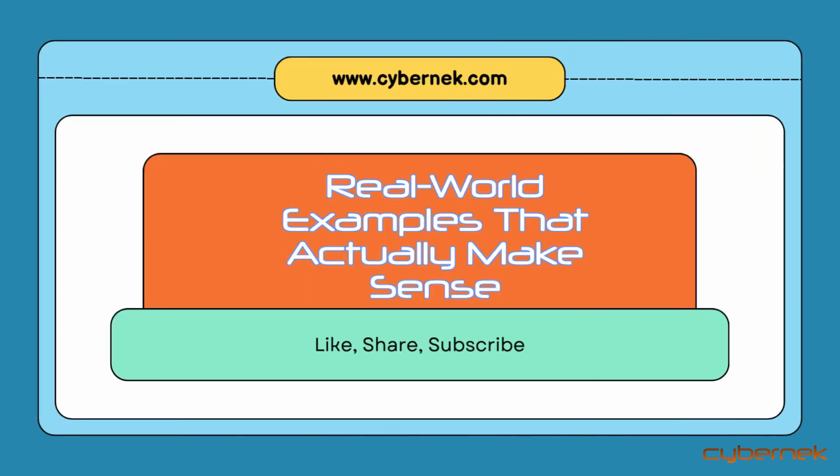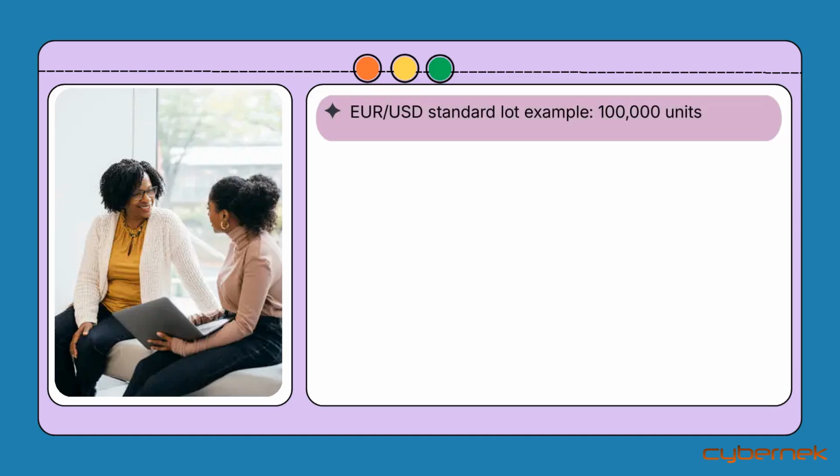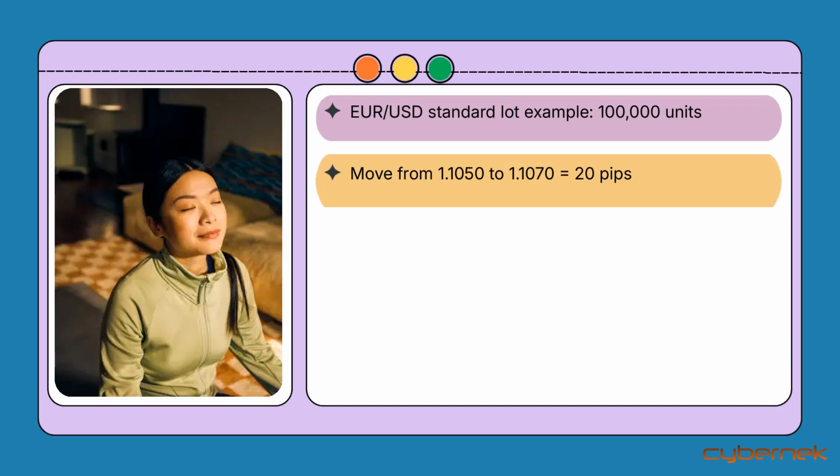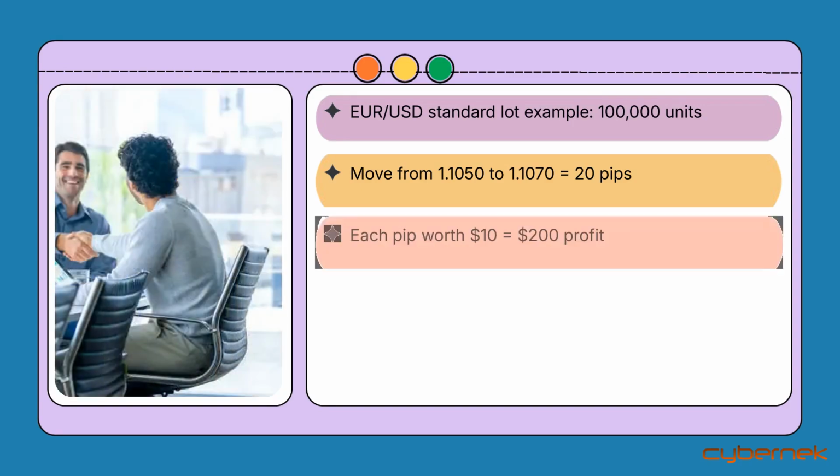Real-world examples that actually make sense. Let's say you're trading euro to US dollar with a standard lot, 100,000 units, and the pair moves from 1.1050 to 1.1070. That's a 20 pip movement. If each pip is worth $10, which is standard for euro to US dollar with a 1 lot size, you've just made $200. Not bad for a day's work.